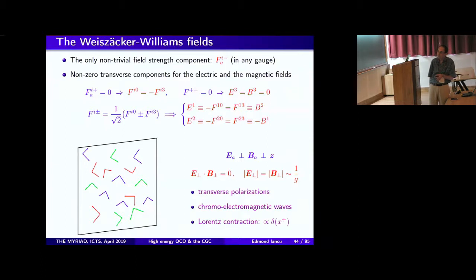This is the electric field, this is the magnetic field. So at each point in the nucleus, I have a field strength tensor which has a non-trivial E component and a non-trivial B component, which are perpendicular to each other, and they're both perpendicular to the collision axis, the direction of propagation of the nucleus. So I have mutually transverse fields, which are also transverse to the direction of propagation. This is exactly the same as the plane wave solution describing propagating free, massless photons or gluons.